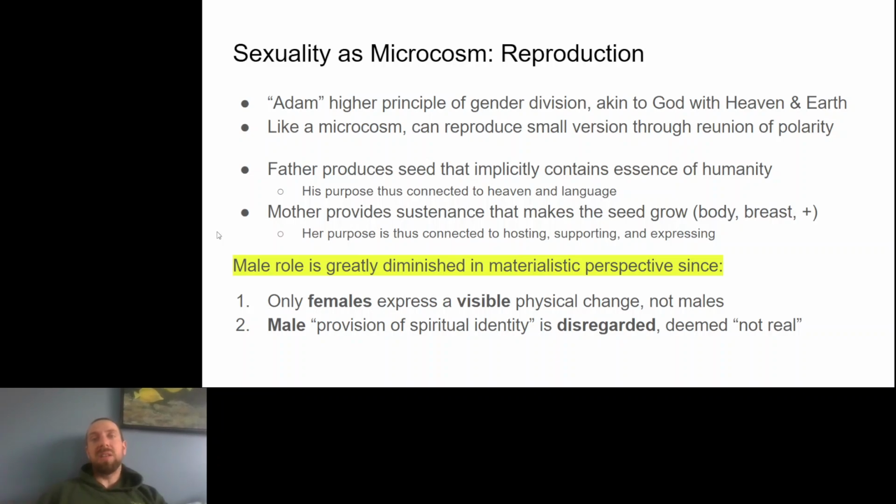Okay, yeah, so one thing we need to know is that Adam does not necessarily mean just Adam the male. Adam meant human, so it's like male and female.